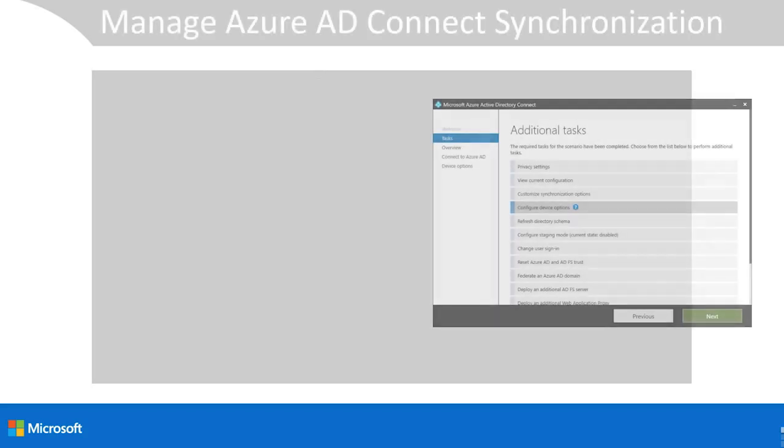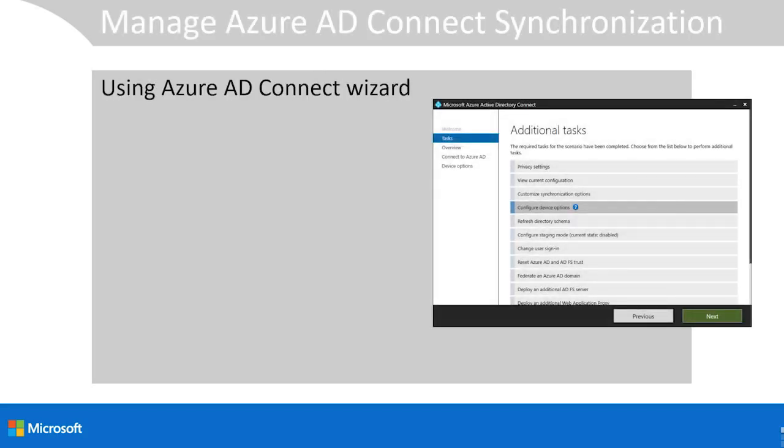Once Azure AD Connect has been installed, you can rerun the configuration wizard at any time to manage its configuration. This allows you to maintain and make changes to features like device writeback, group writeback, and custom synchronization options, change the service account information, reset trust relationships, set up federation, and a number of other settings and features.